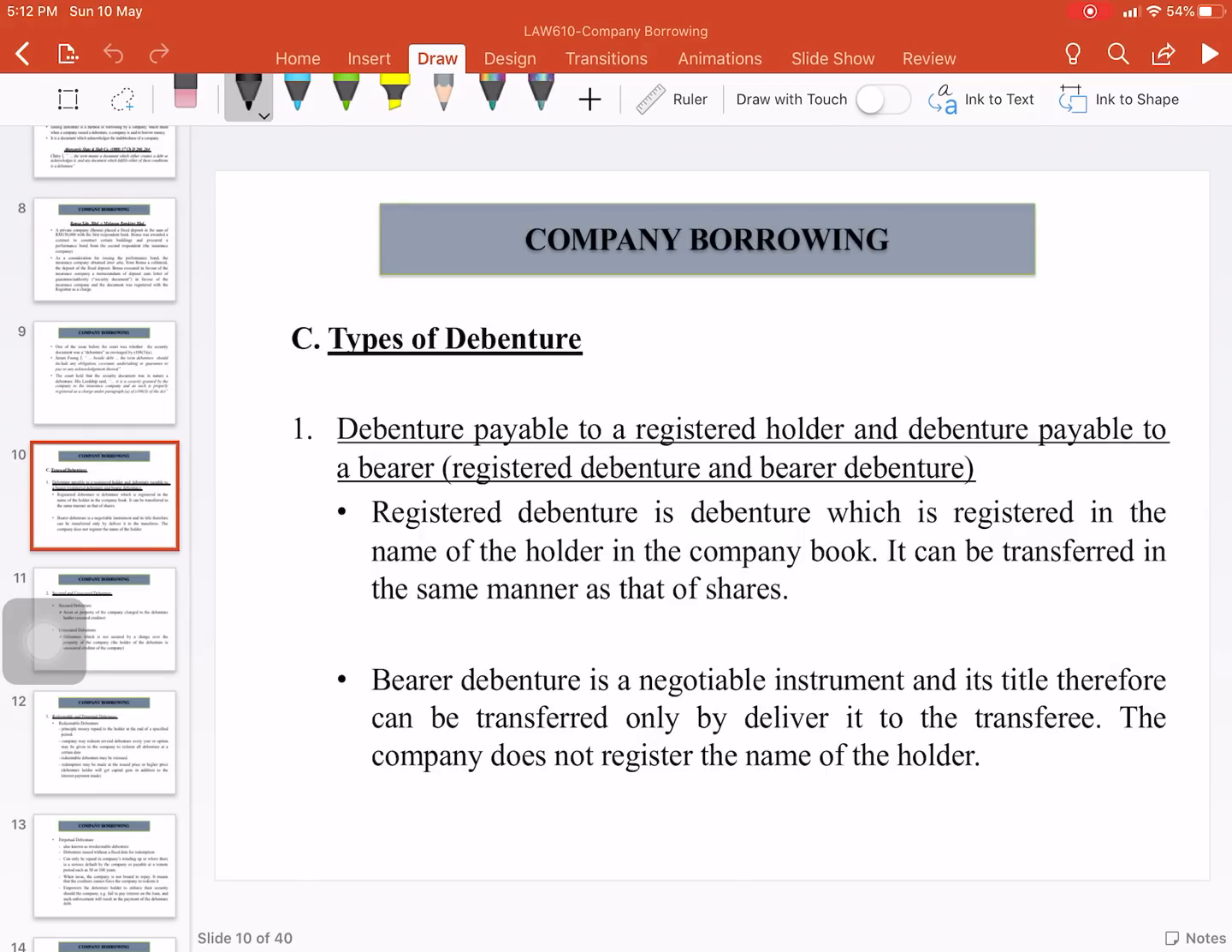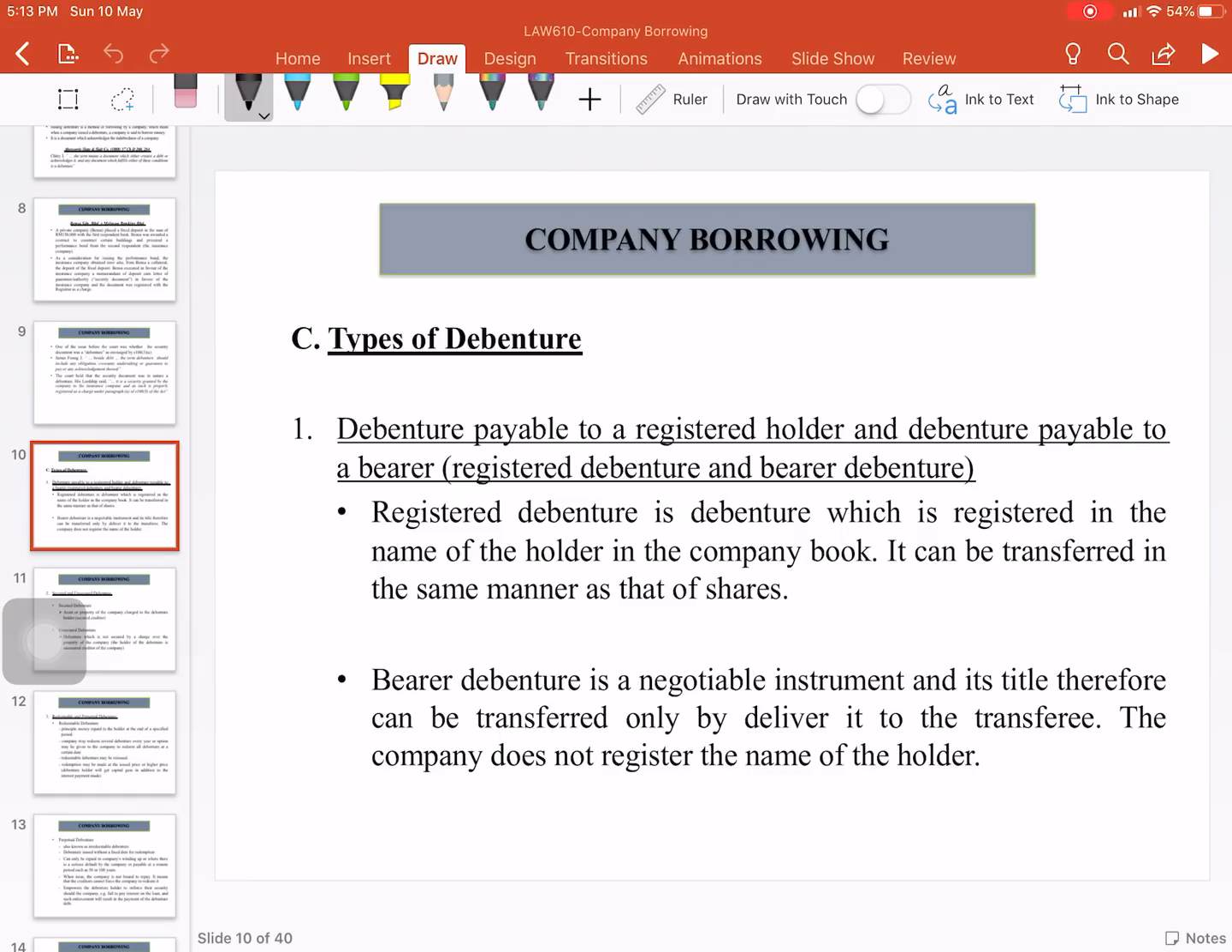Okay, we have seen the definition of debenture. Now we are looking into types of debenture. There are about 3 types. The first one is debenture payable to registered holder and debenture payable to a bearer. Basically, a registered debenture is a debenture which is registered in the name of the holder in the company book. Okay, you have seen the register last time in class when I showed you the register book.